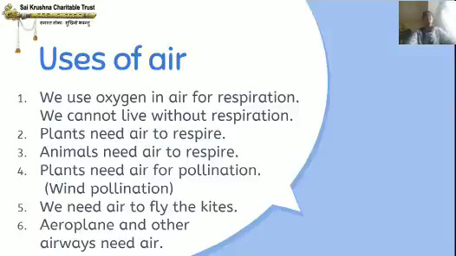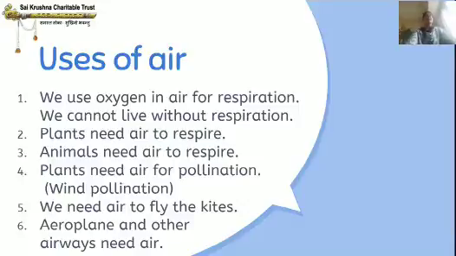So what do you mean by pollination? It is the act of transferring pollen grains from the male anther of a flower to the female stigma. The goal of every living organism, including plants, is to create offspring for the next generation. So pollination is an act of transferring pollen grains from the male anther of a flower to the female stigma. And we need air to fly kites.